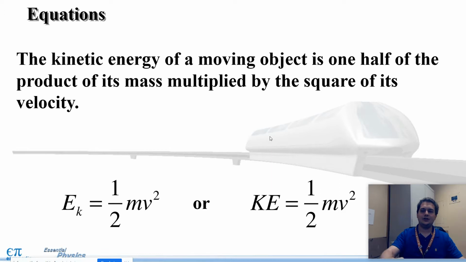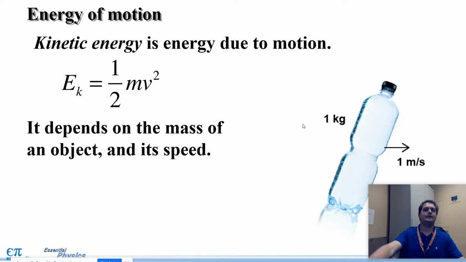But kinetic energy, it's the energy of motion, the energy of a moving object. Is it moving? It's got kinetic energy. Is it sitting still? No kinetic energy. That's the big concept here. Energy due to motion depends on the mass and speed or velocity, okay?